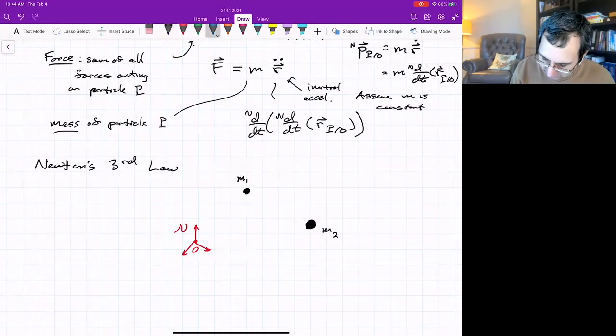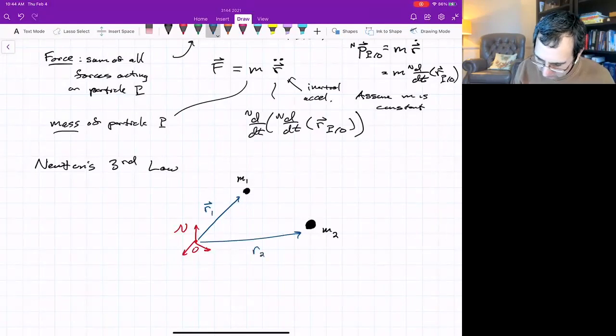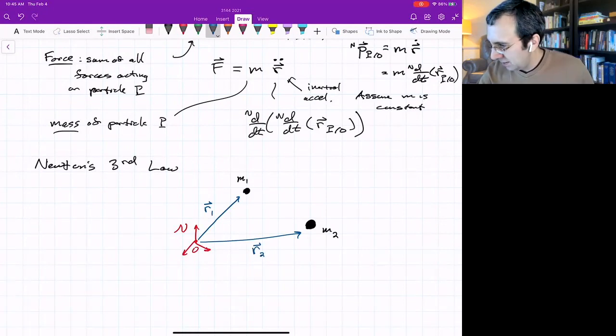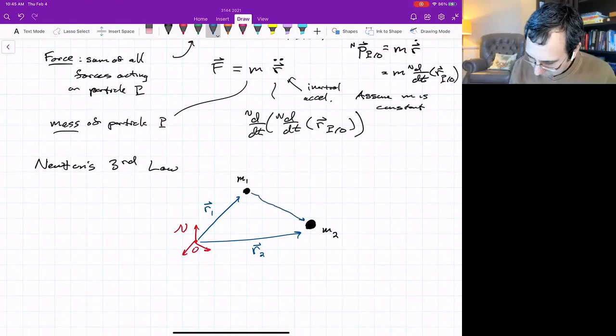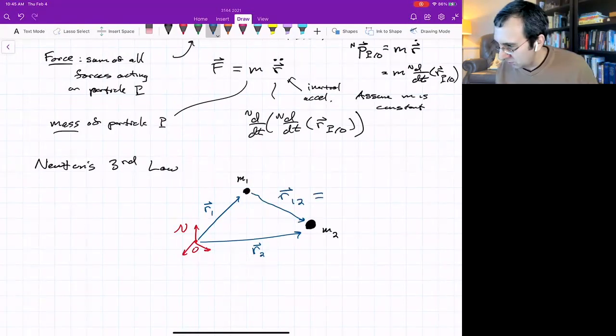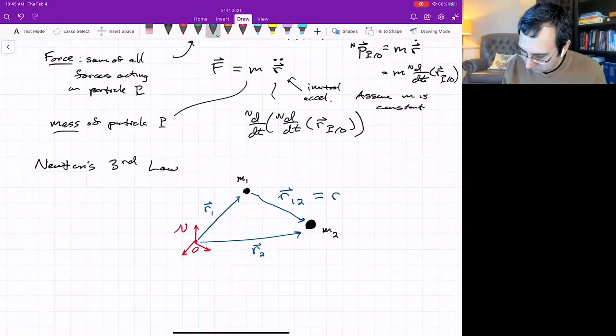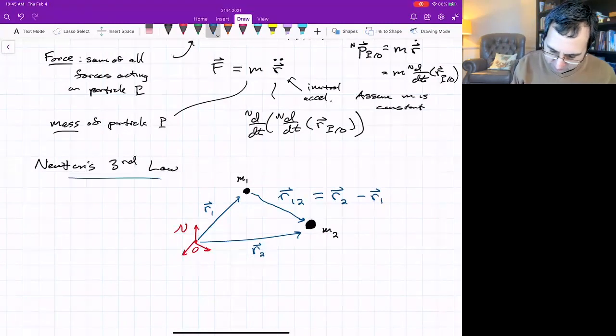And if we were to draw vectors to each of these, this is the location of particle 1, location of particle 2. So you might say, Newton's third law assumes that there's more than one particle in the universe. Otherwise, it'd be kind of pointless. And then there is the vector between 1 and 2. R1,2 equals R2 minus R1. We haven't even gotten to what that third law is.